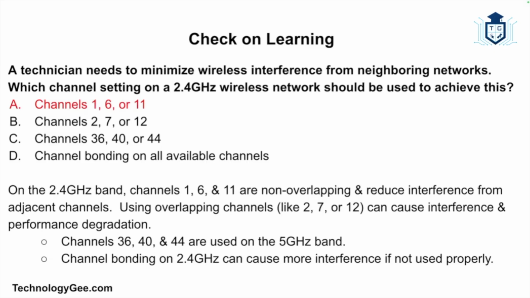So on the 2.4 gigahertz band, channels 1, 6, and 11 are non-overlapping and reduce interference from adjacent channels. Now, using overlapping channels like channels 2, 7, or 12 can cause interference and performance degradation. Channels 36, 40, and 44 are used for the 5 gigahertz band, and channel bonding on the 2.4 gigahertz can cause more interference if not used properly.